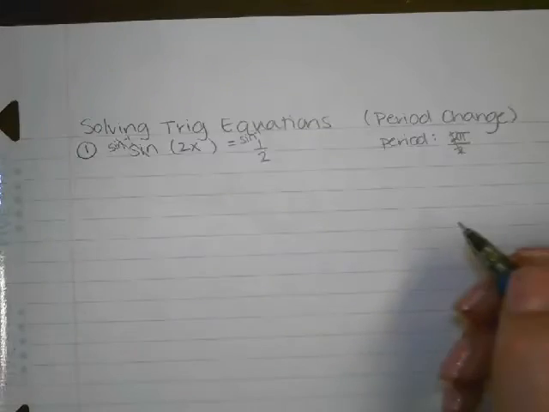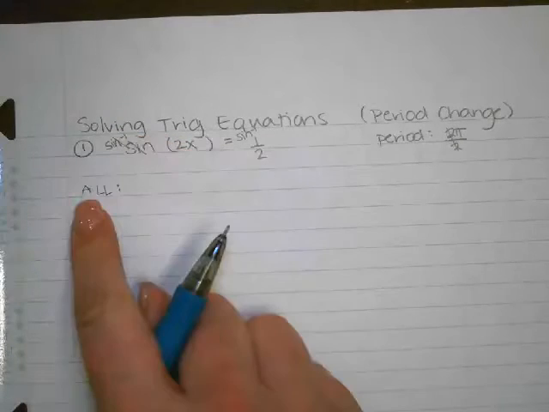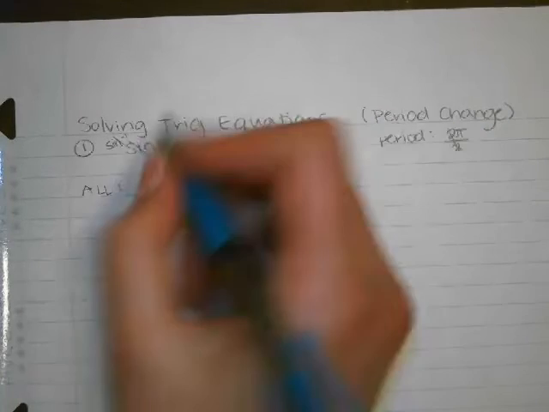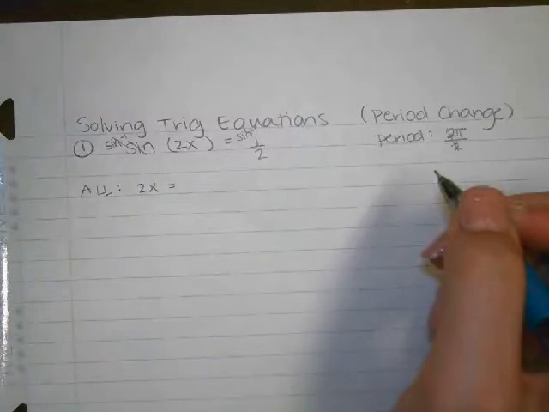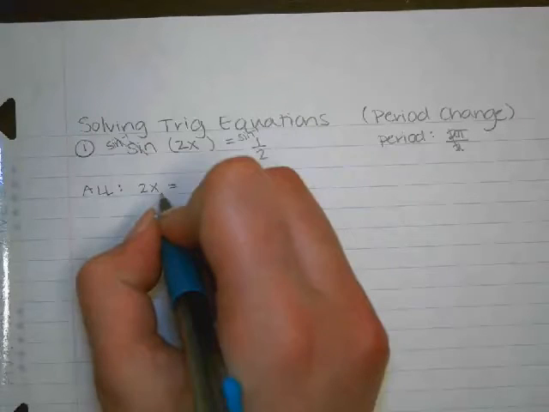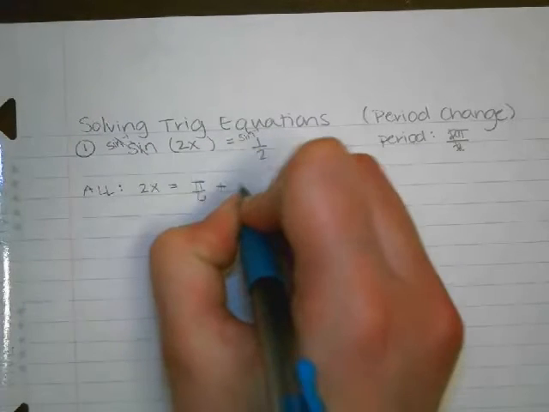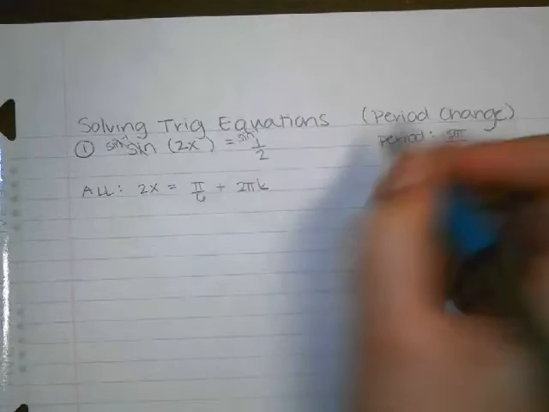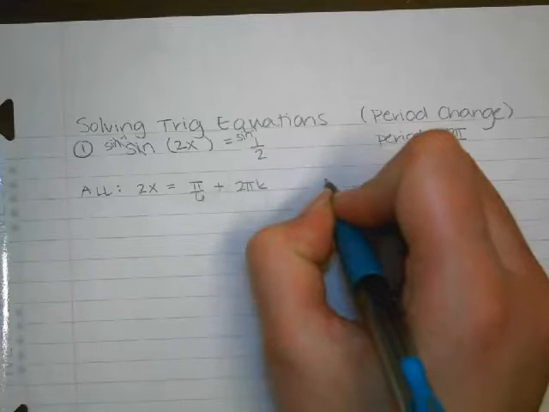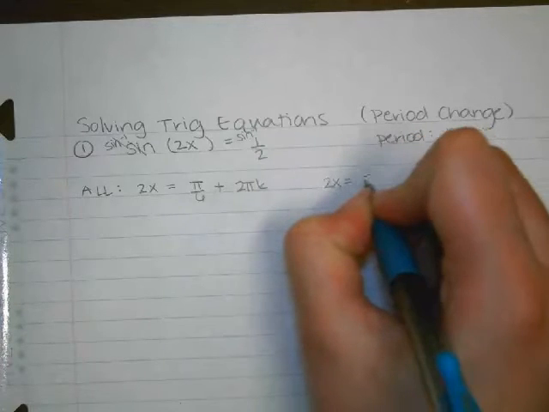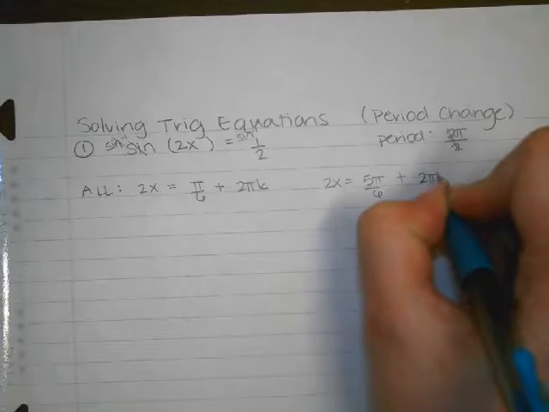So what I'm going to go ahead and do is show my work as if I'm finding all possible solutions, and this is how we are always going to be doing these problems when there's a period change. So I'm going to say 2x equals pi over 6 plus 2 pi k, because that's normal, right? And I still have the 2x. I haven't taken care of that yet. And then I have 2x equals 5 pi over 6 plus 2 pi k.